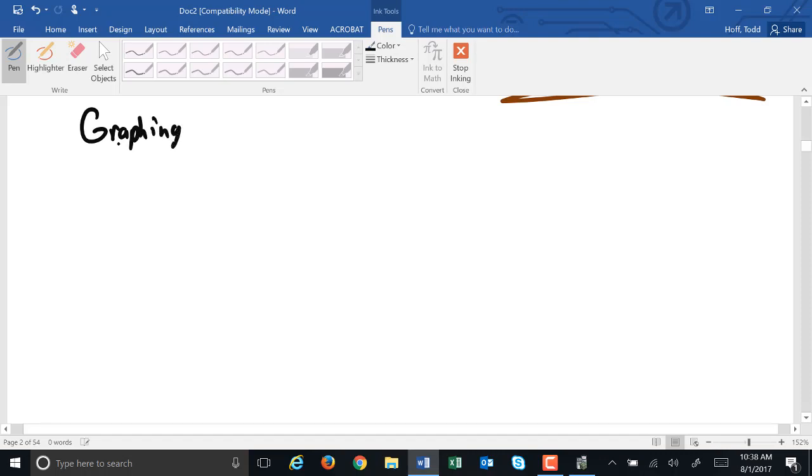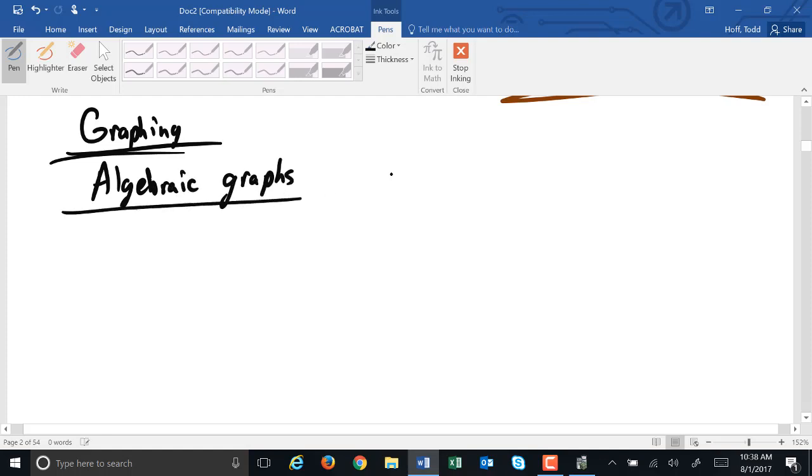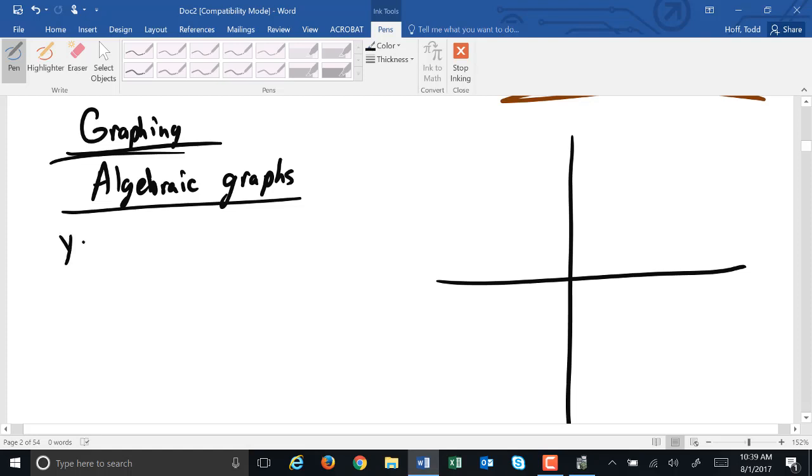We're going to shift gears a little bit and talk about graphing. So we're going to look first at algebraic graphs. Remember, in an algebraic graph, what we're looking at is something like y equals 2/3 x minus 4. Where would you start with that graph?